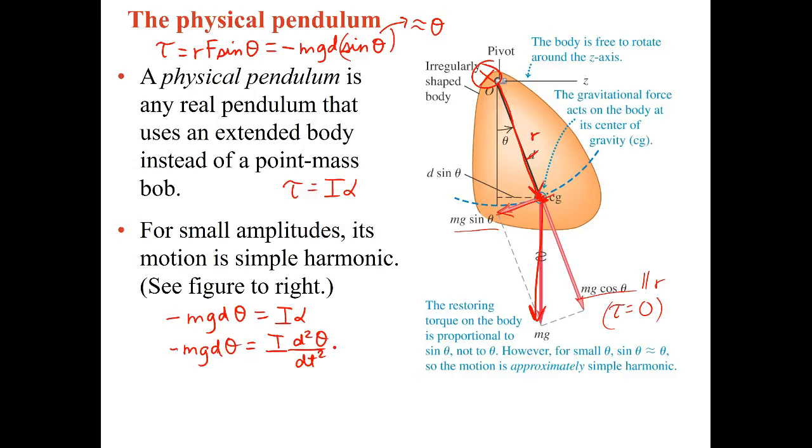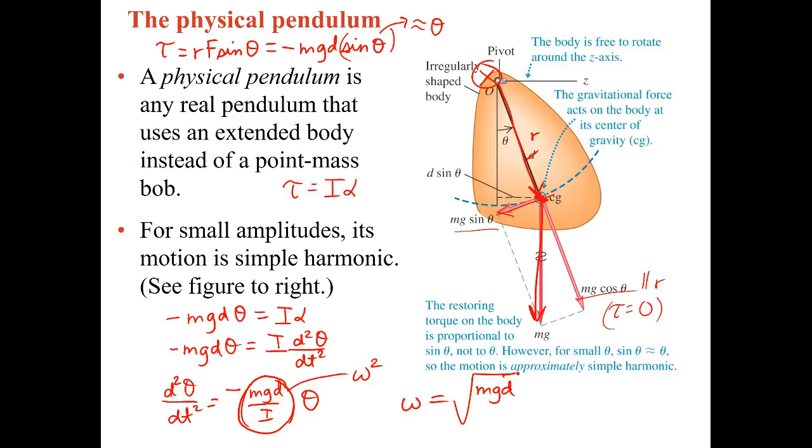Okay? And so if we rewrite this in the way that we're familiar, d squared theta dt squared is going to be equal to negative mgd over I times theta. And lo and behold, here is omega squared for the simple harmonic motion. So that means that omega is root mgd over the moment of inertia. Cool. So now we have another way to analyze pendulums.